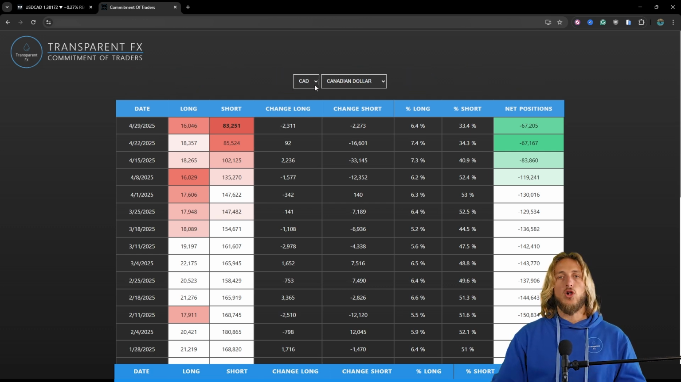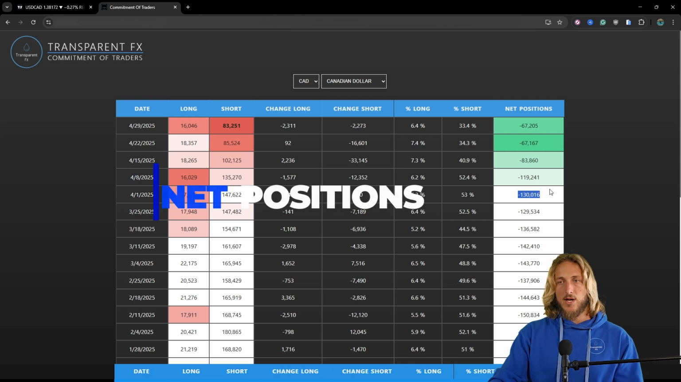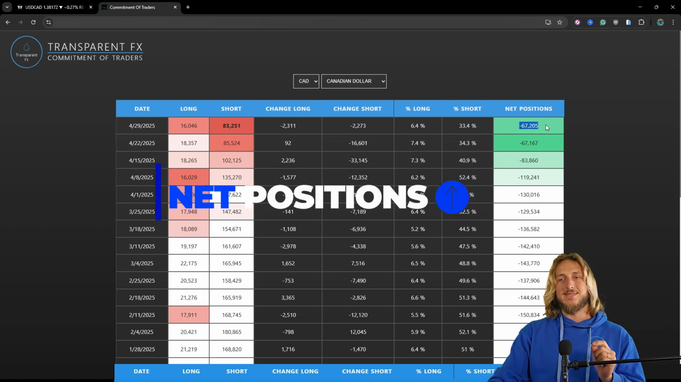Now keep in mind that all currencies on the spot are already traded against the USD. So if we're looking at the data for the CAD, we're actually already looking at CAD USD. So since we want information on USD CAD, we simply have to reverse everything. And what we can notice here is that we went from minus 130 to now minus 67.2k net positions.